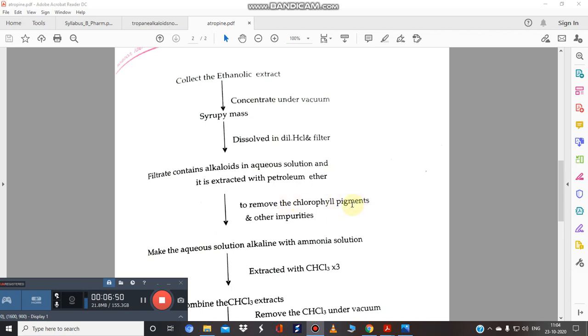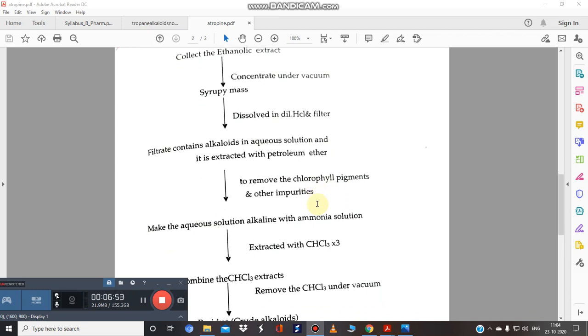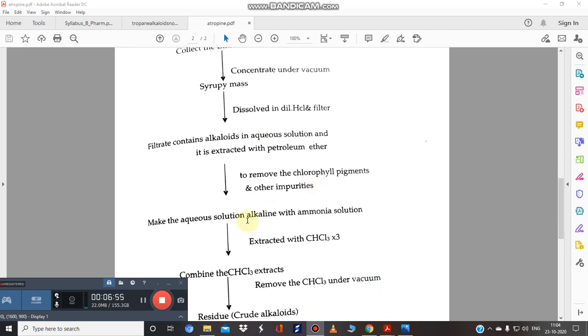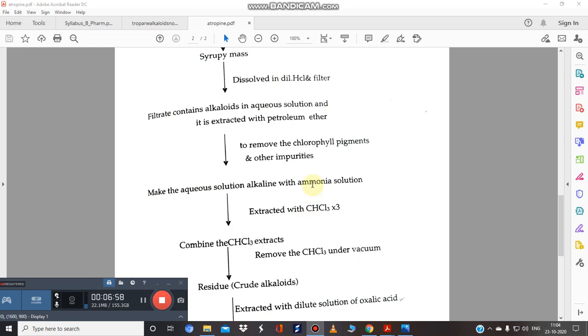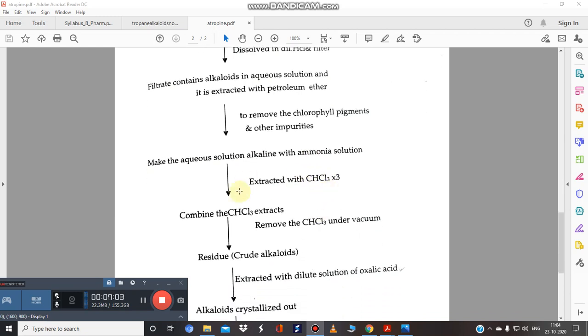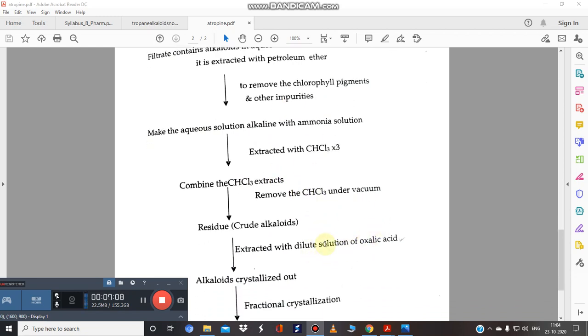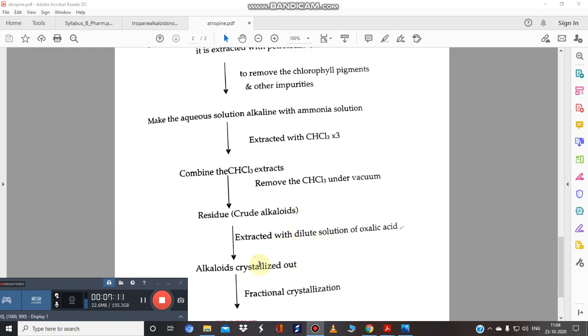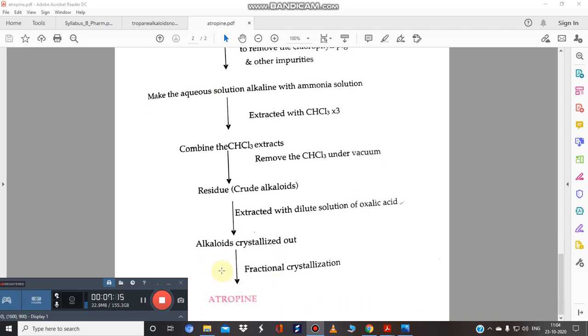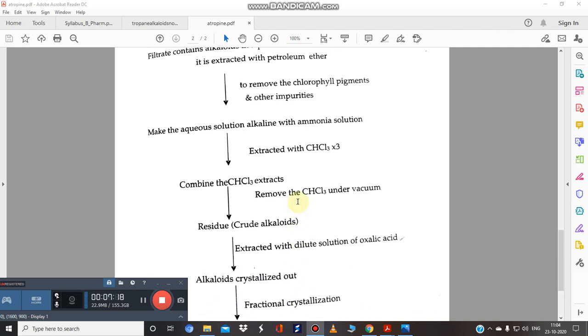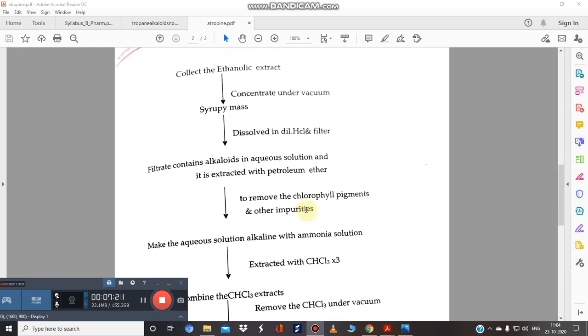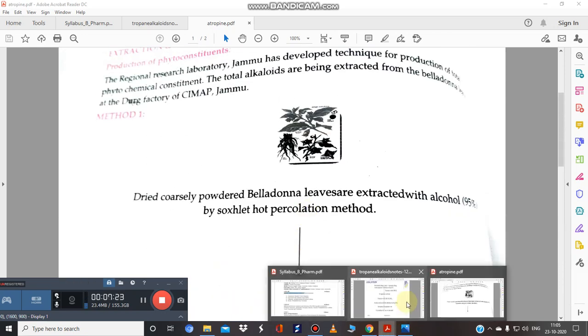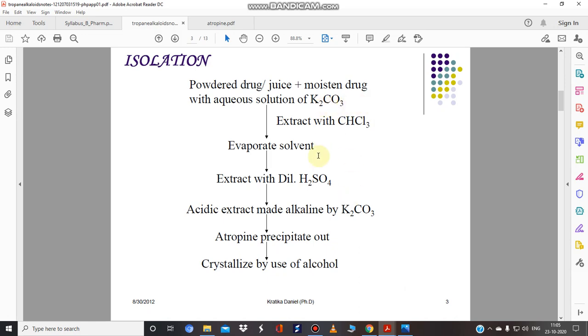Only then can we isolate any pure compound. Then we use an alkaline solution with ammonia, and we extract with chloroform at least thrice. Finally, we combine our chloroform extracts, concentrate it, and then again use an acid solution. The last step is crystallization. Atropine is obtained by the fractional crystallization procedure. I hope this is clear to you. You have to remember this procedure from this book, and the first one is very simple, that is the potassium carbonate procedure.